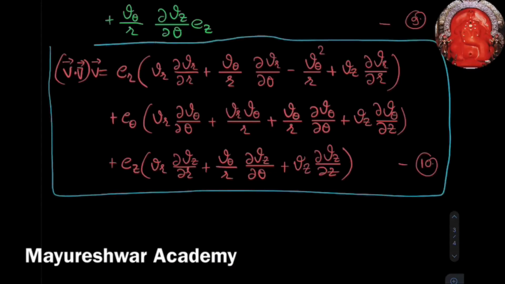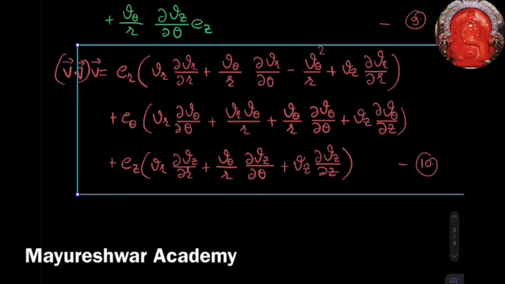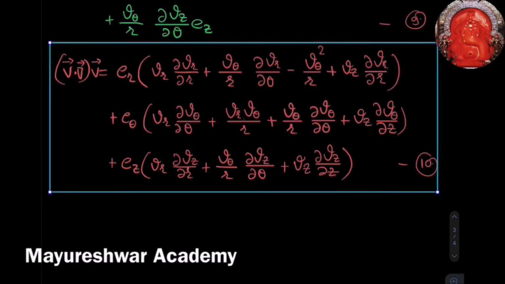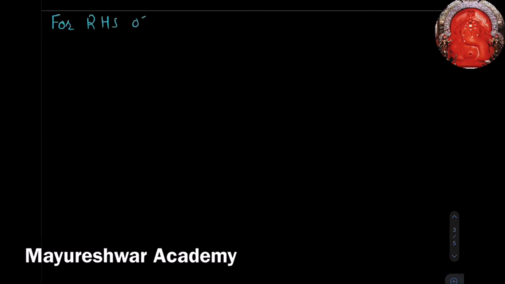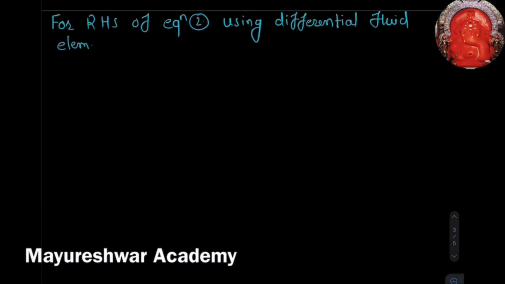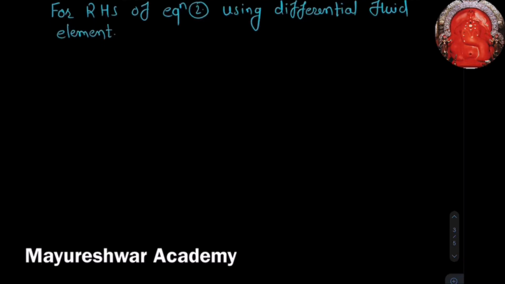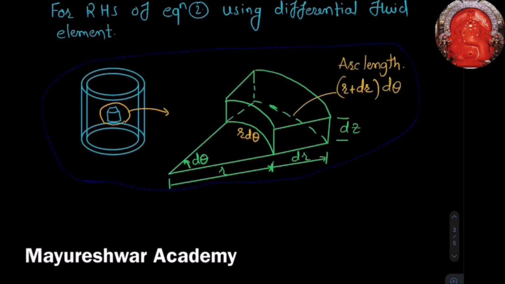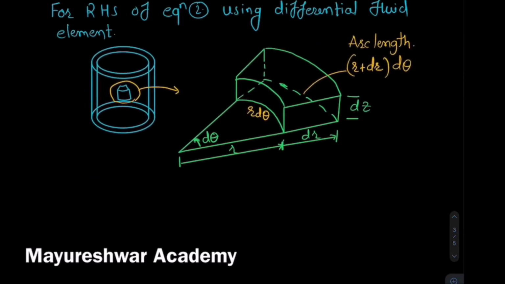Hello and welcome to second part. In the first part we have deduced this equation, which is convective derivative in material or total derivative definition. For the right hand side of equation 2, which we had using differential fluid element, so we are going to use this approach of differential fluid element.